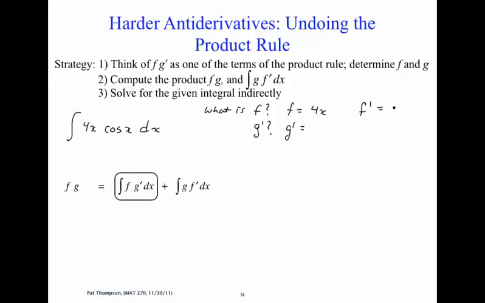F prime equals 4, right? G prime is cosine x, which makes g equal to sine x. And actually, so f prime here, okay, no, so that's one. Good.